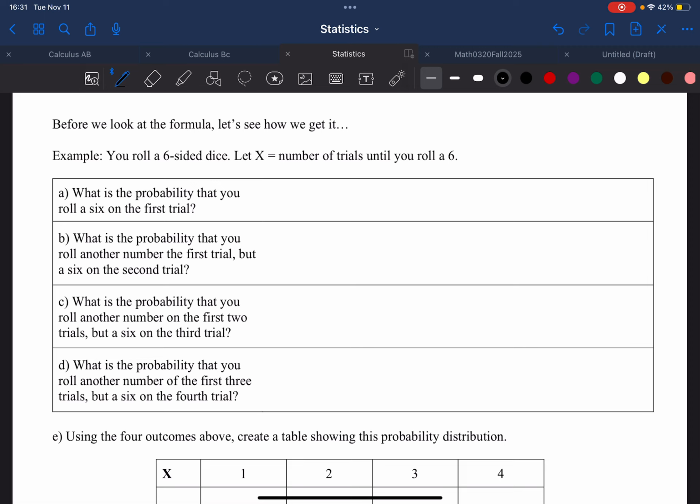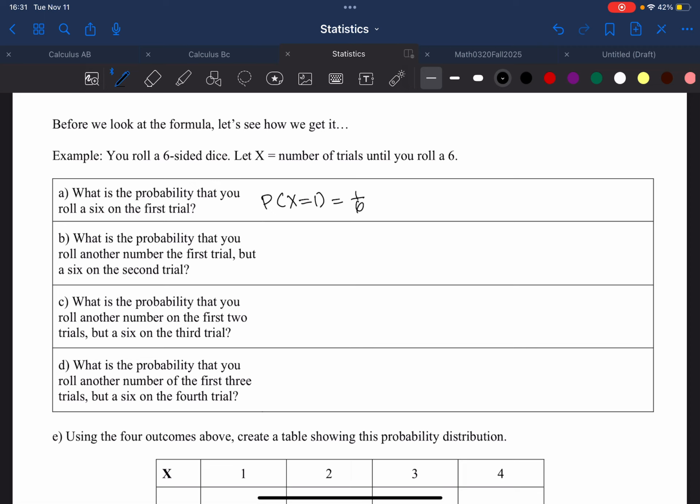Before we look at the formula, let's see how we get it. So in this example, it says you roll a 6-sided dice. Let X equal the number of trials until you roll a 6. So we did something similar in class. So it says, what is the probability that you roll a 6 on the first trial? So this is the same as saying the probability that X equals 1 is going to be 1/6.